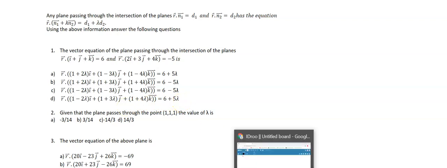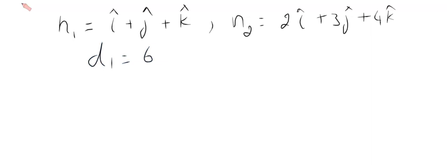Now let us quickly solve this. Here in this given problem, we can see that n1 is equal to i vector plus j vector plus k vector, and n2 is equal to 2i plus 3j plus 4k, and d1 is equal to 6 and d2 is equal to minus 5.